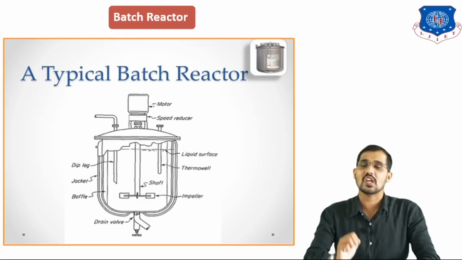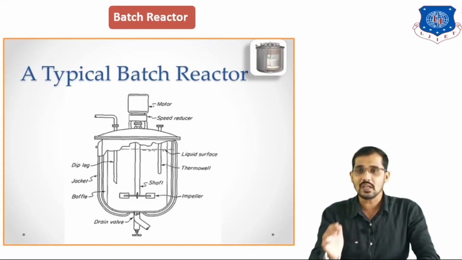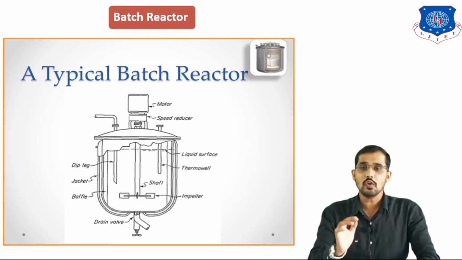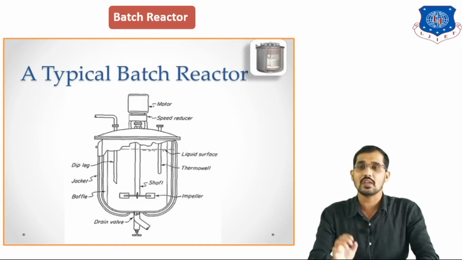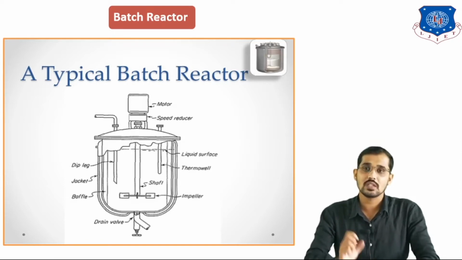After that, there is a jacket. This jacket may be a heating jacket or a cooling jacket. If you want to provide external heating, you can use a heating jacket. If you want to provide external cooling, you can use a cooling jacket. After that, there is a baffle. We can use baffles in the reactor system to increase the turbulence. Ultimately, we can increase the mass transfer rate or heat transfer rate. So this is the significance of the baffle in a reactor system.